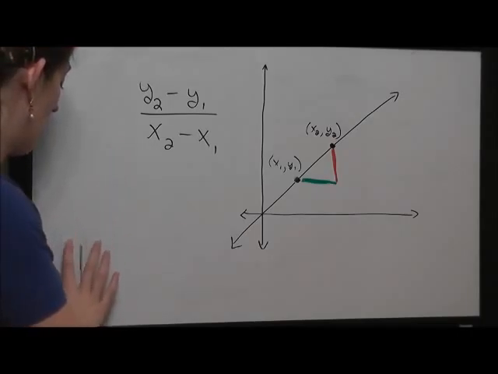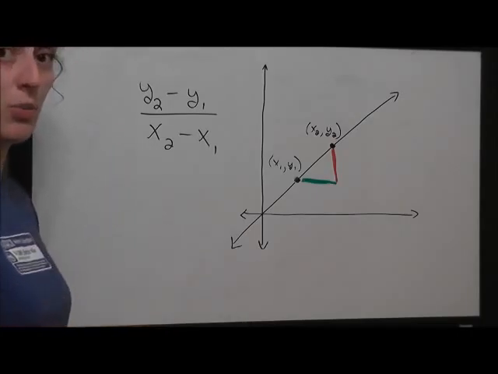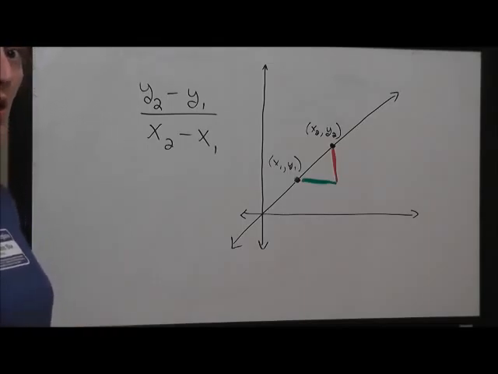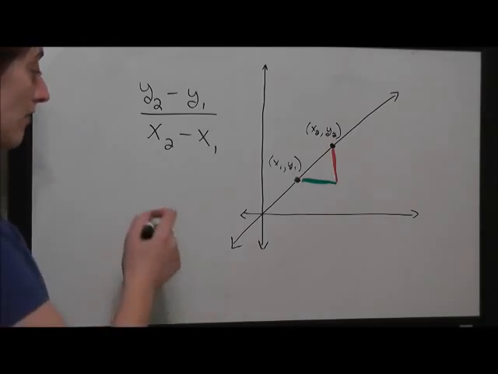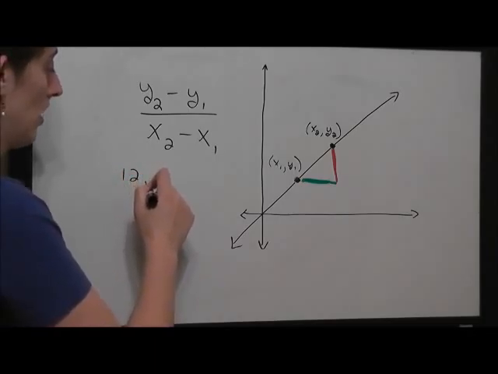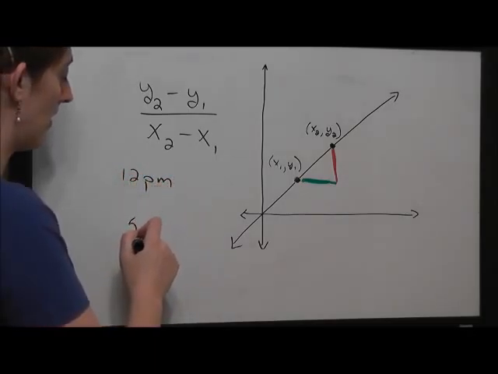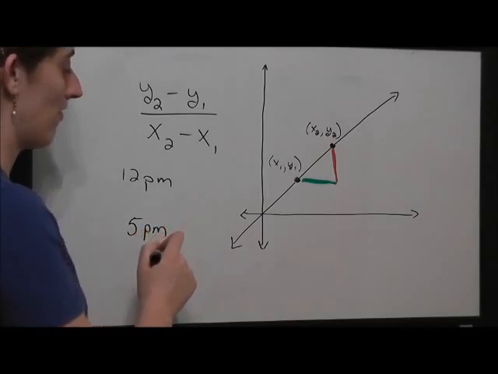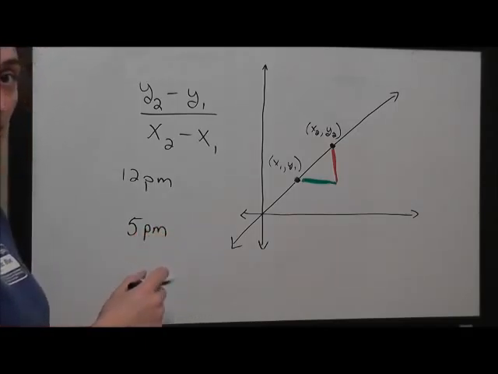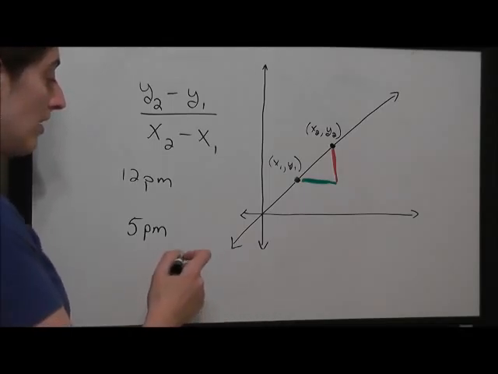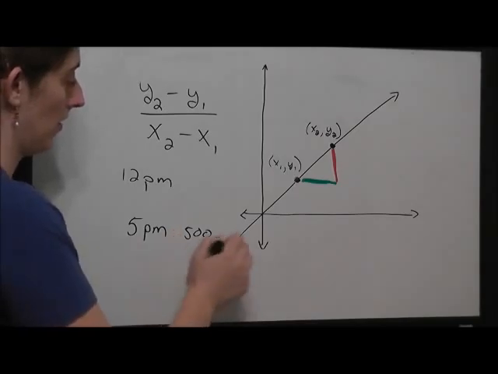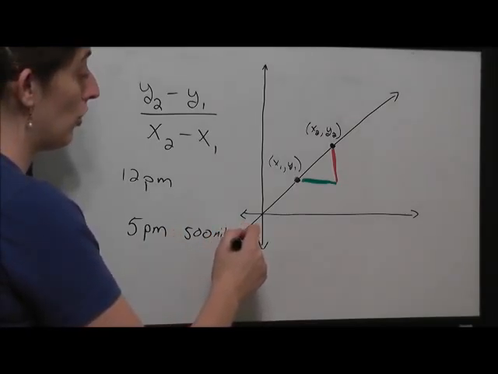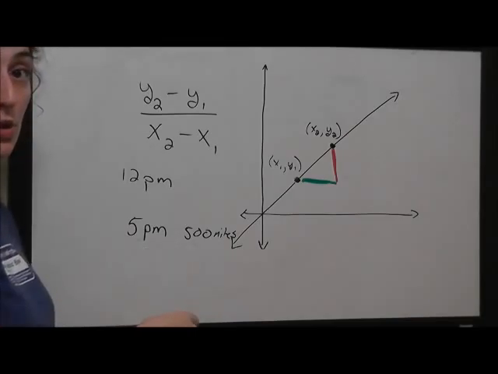Let's think about a rate that you're probably much more comfortable or used to seeing, which is the idea of speed. If you were driving, let's say you left at noon, and then 5 hours later you stopped driving and you ended at your destination. If during that time you ended up driving 500 miles, you could figure out at what rate you were traveling.